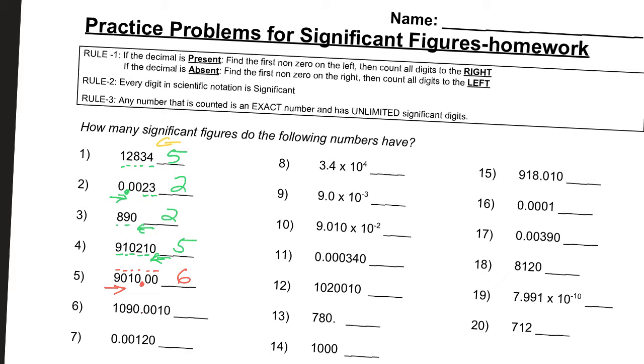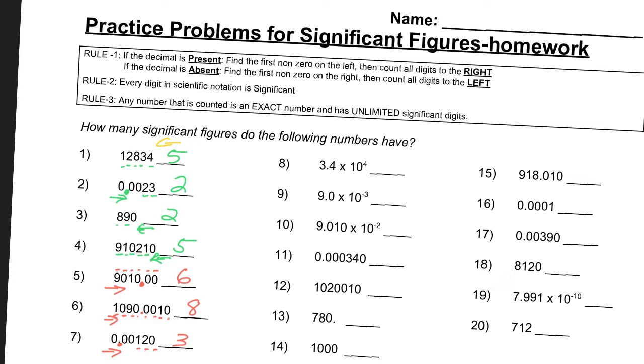Number 6, decimal is present. So I'm going to start from this side. 1 is my first non-zero number, and now I'm going to count till I run out. 1, 2, 3, 4, 5, 6, 7, 8. 8 significant figures. Number 7, decimal is present. So I'm going to start from this side, the Pacific side. I'm going to go to my first non-zero number, 1, count till I run out. 2, 3, this would have 3 significant figures.